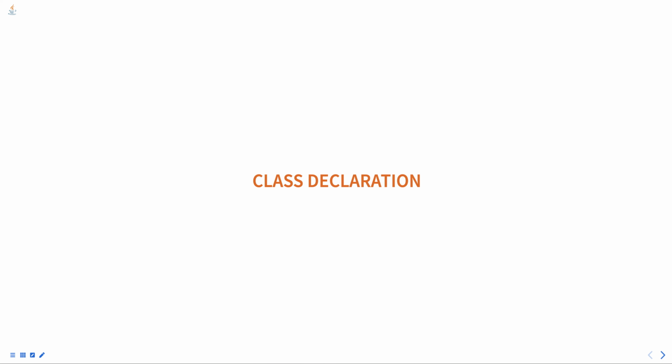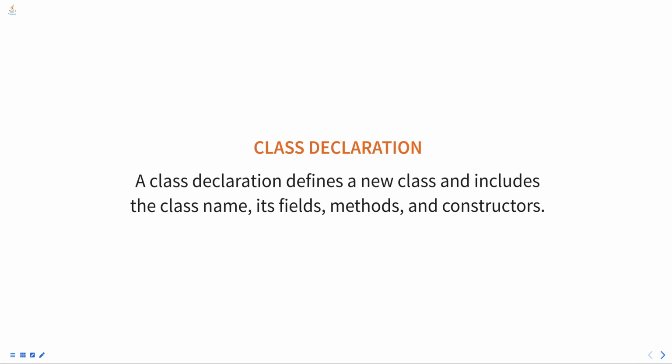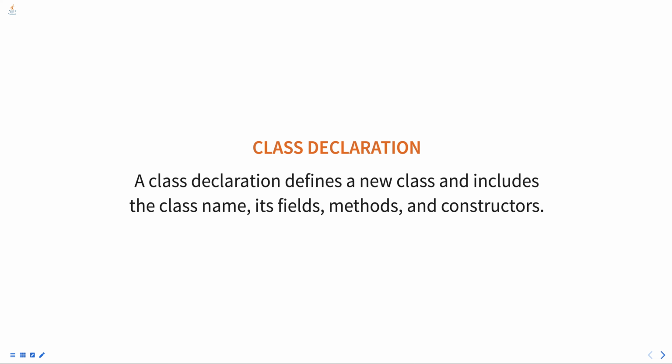Hello everyone. Today we are going to talk about class declaration in Java, part of programming in Java course. In Java, a class declaration defines a new class and includes the class name, its fields, methods, and constructors.